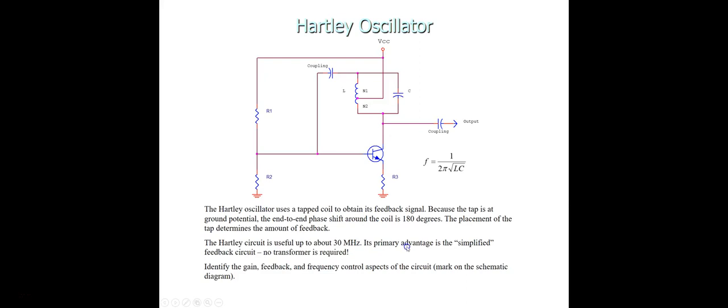Its primary advantage is the simplified feedback circuit. No transformer is required. So you see here we are using a simple circuit. Center tapped inductor is here, and this is providing the feedback. Identify the gain, feedback, and frequency control aspect of the circuit. This we have already discussed. Gain is provided by the amplifier, feedback by this circuit, and frequency control is provided by the filter.